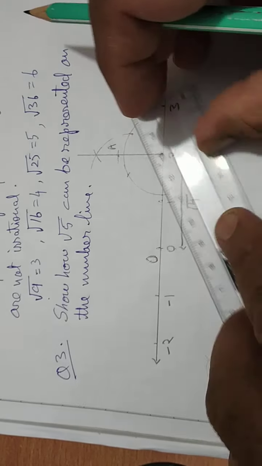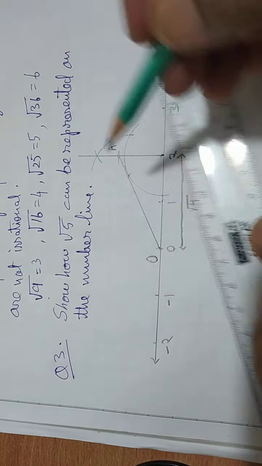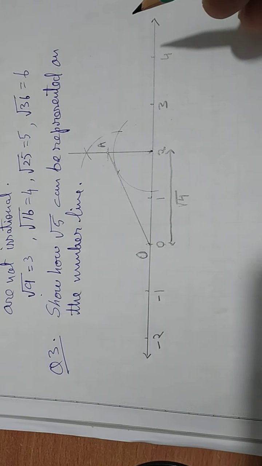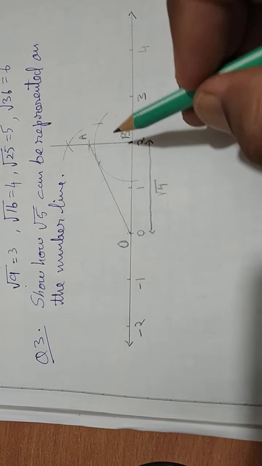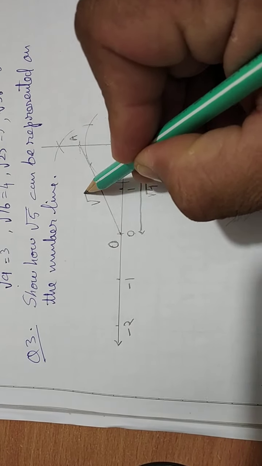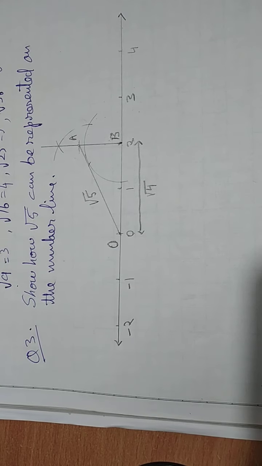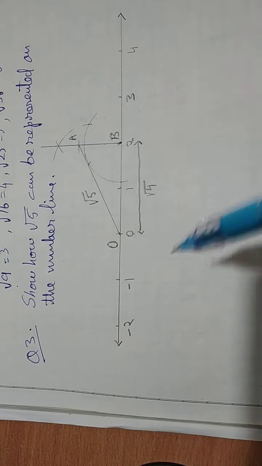Now join OA. This OA, let this point be B. This OA is root 5. We can simplify this also.